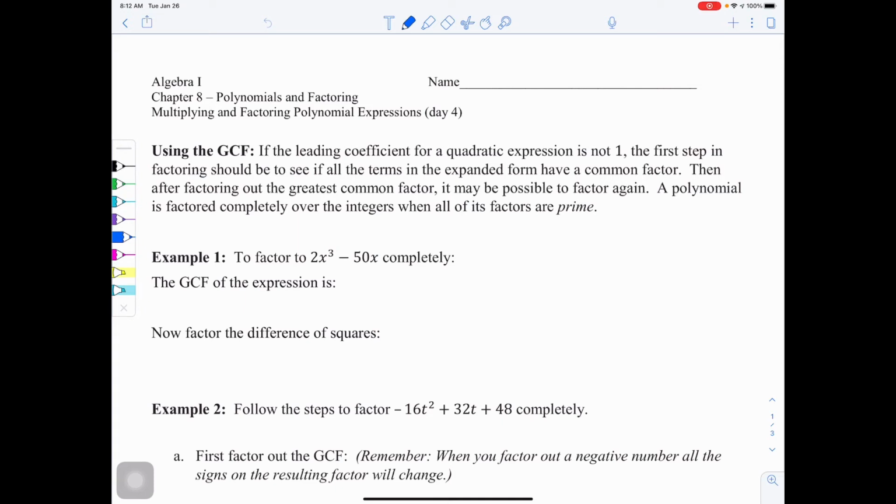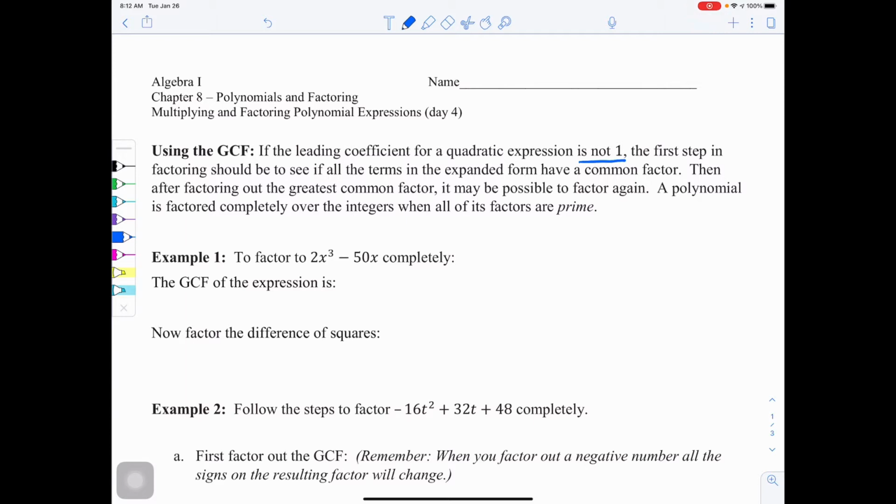Today's lesson is called Multiplying and Factoring Polynomial Expressions, Day 4. So first, let's read the paragraph about using the GCF. If the leading coefficient for a quadratic expression is not 1, the first step in the factoring should be to see if all the terms in the expanded form have a common factor. Then, after factoring out the greatest common factor, it may be possible to factor again. A polynomial is factored completely over the integers when all of its factors are prime.